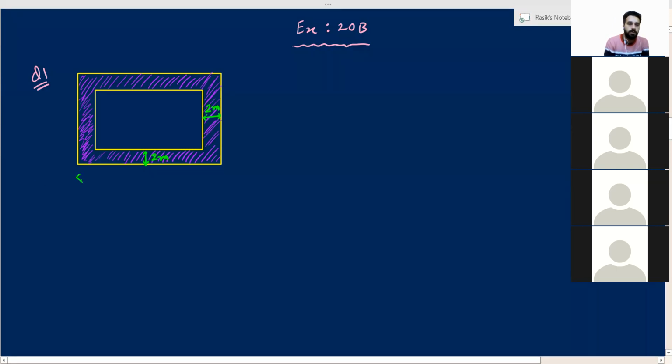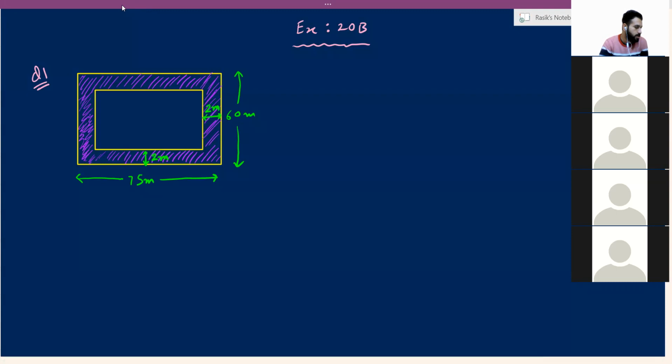Now the dimensions of the plot from the outside is given: 75 meter is the length, and the breadth is 60 meter. So these are the dimensions from the outside. Find the area of the path and the cost of constructing it. We have to find the area of this path, this shaded purple portion only.